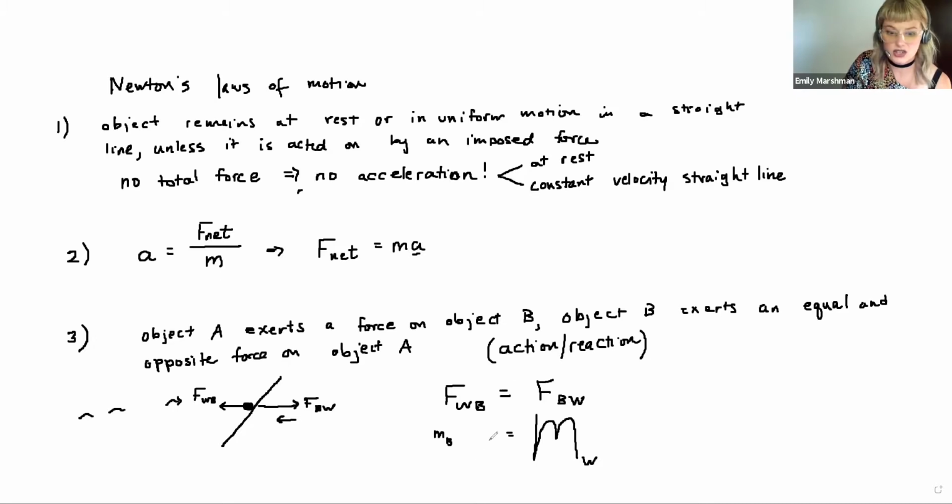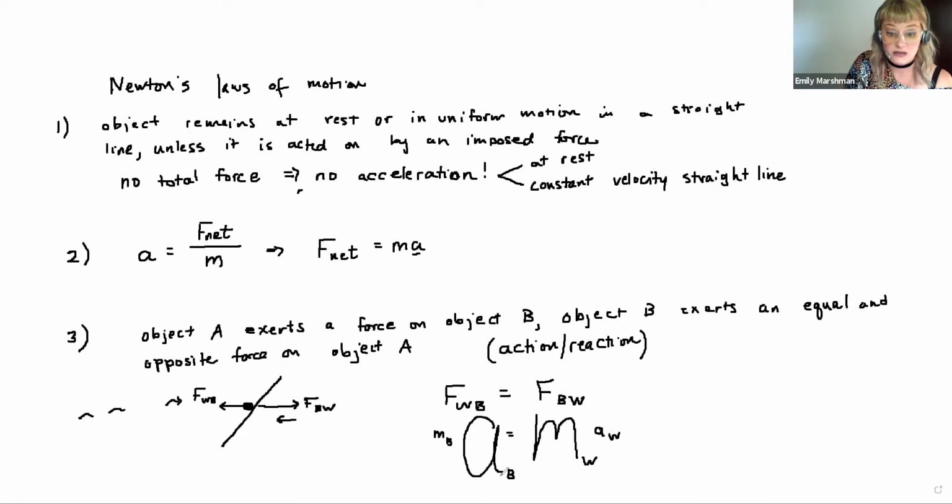Well, the acceleration of the bug is huge. And the acceleration of the windshield is very small. The car barely changes in velocity, right? The car doesn't change in its velocity at all when it hits a bug. So its acceleration is basically zero or almost zero.